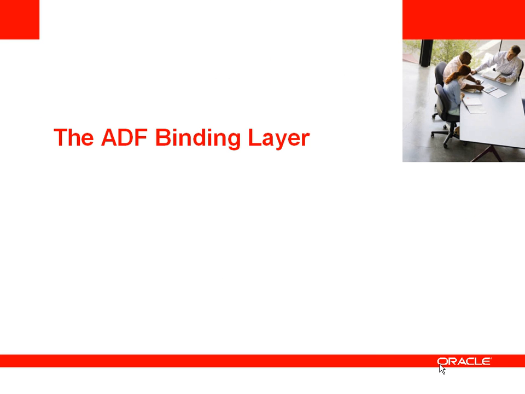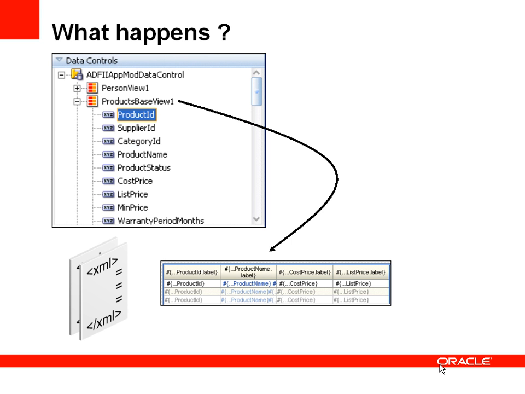So let's look at the ADF binding layer now. In the demonstration I did a drag and drop from the data control palette onto a page, and JDeveloper automatically created the correct component for me. So what's actually happening behind the scenes? Well, when I drag from the data control palette, JDeveloper offers me an option: what type of UI component would you like to display this data as? And I could choose a form, I could choose a table, it could be a tree, or it could be a graph. Now, depending on what component I select, a different binding will be required.